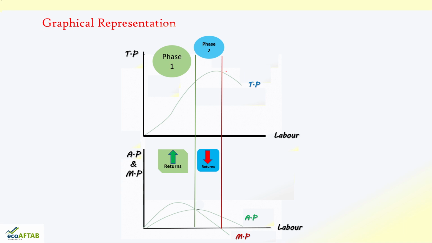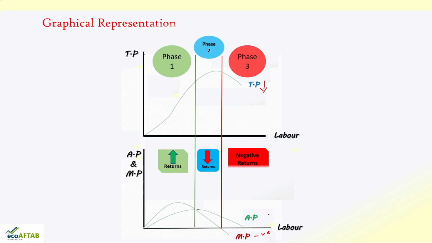The output is increasing, but it is increasing at a slower speed. That is what is diminishing. And beyond this particular output, if you employ one more unit of labor, you can see our total product is decreasing and our marginal product is becoming negative, and this stage is called phase 3, where we are getting negative returns to scale. So, this is all about the law of variable proportions.